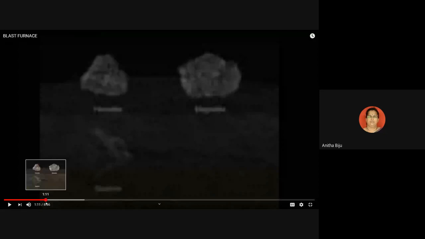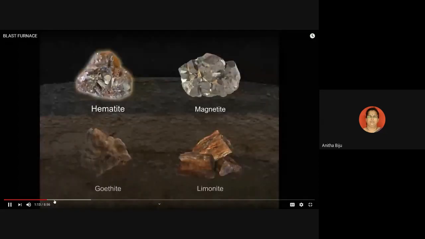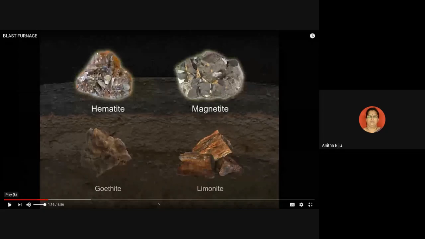Hematite and magnetite are the main ores of iron. So you can note it down first. Ores of iron are hematite. Spelling, there is a change: H-A-E-M-A-T-I-T-E. Okay. Magnetite, goethite, and limonite. Out of these, the first two are important. Hematite formula is Fe2O3. Magnetite formula is Fe3O4. Okay.